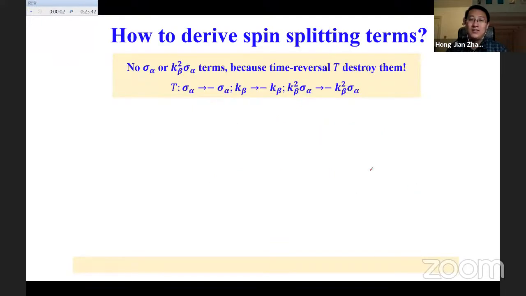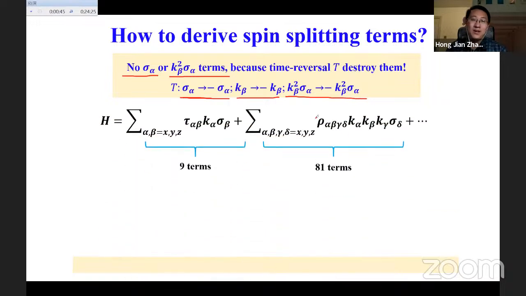To understand this question, let me first show you how to derive the spin splitting term. Typically, for non-magnetic materials, the material contains time reversal symmetry. So in this material there shouldn't be the sigma or k squared times sigma term, because under time reversal, sigma is a spin, and spin under time reversal reverses its sign. K is the momentum, and k reverses its sign as well. But k squared times sigma reverses its sign as well. So typically, if the Hamiltonian has time reversal symmetry, it doesn't contain a sigma term. It shouldn't contain k squared times sigma terms either.